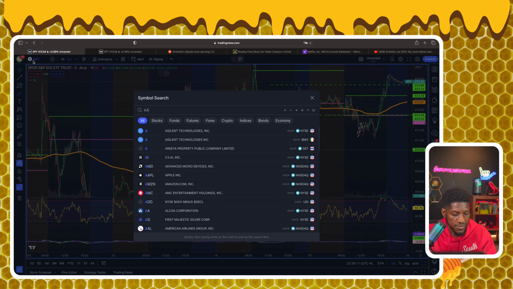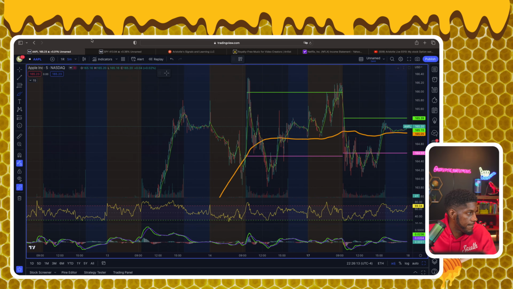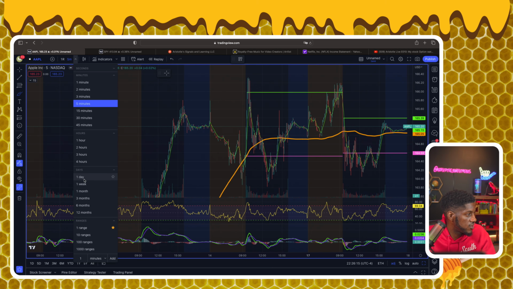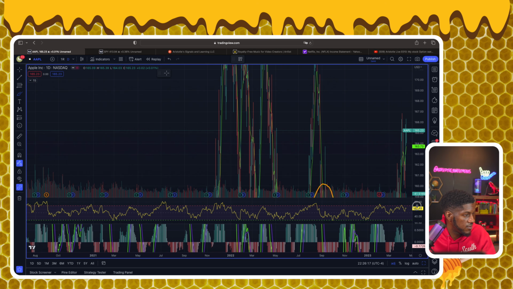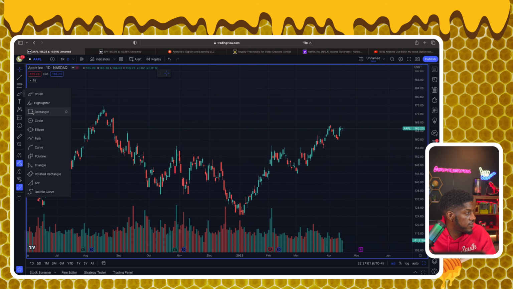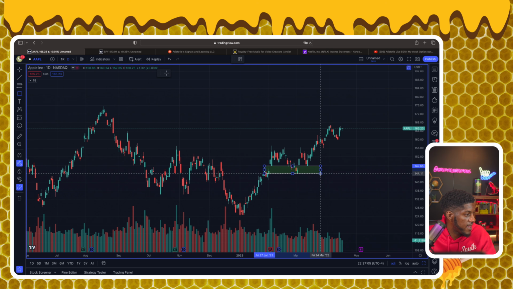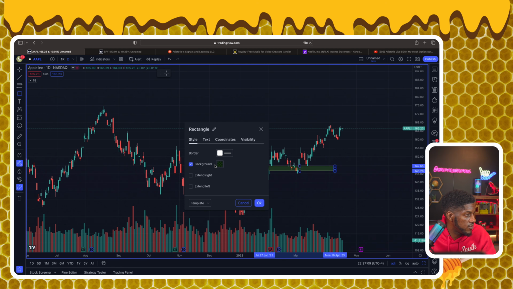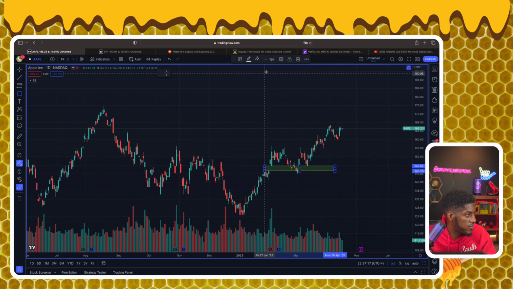Let's say we go to Apple stock and we go to the daily chart, right? Right here, you have your rectangles. I usually like to do my rectangles for gap fills, things like this. And you can edit your rectangles however you want: the style, the background, the border, however you want to do it. So always know that you can edit each indicator.